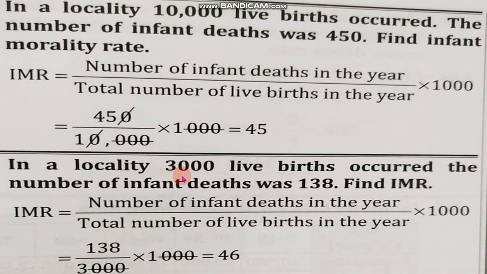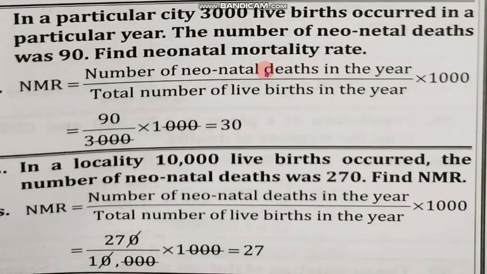Similarly, in a locality 3,000 live births occurred and the number of infant deaths was 138. Find IMR. Note that live births are given, and infant deaths are also given. Formula: IMR is equal to the number of infant deaths in the year divided by the total number of live births in the year, multiplied by 1000. Therefore, IMR is equal to 138 divided by 3000 into 1000, and we get 46. So these are the two examples of IMR, and we'll go for NMR now.